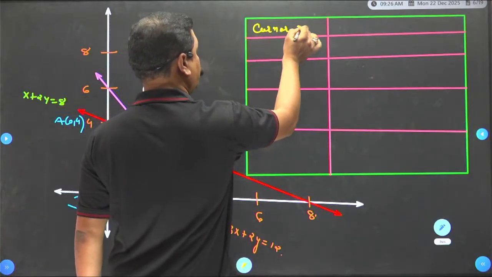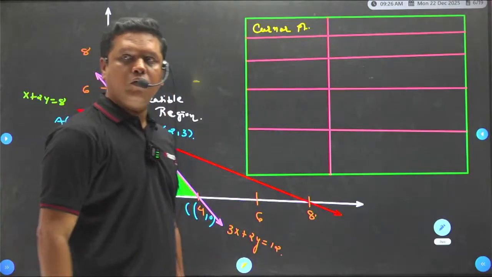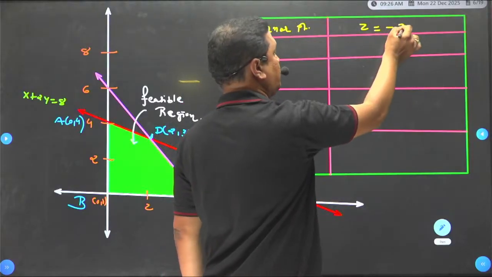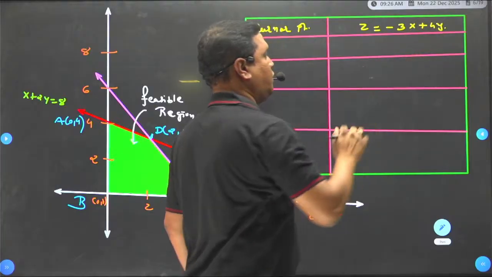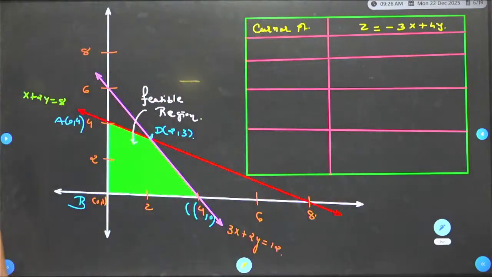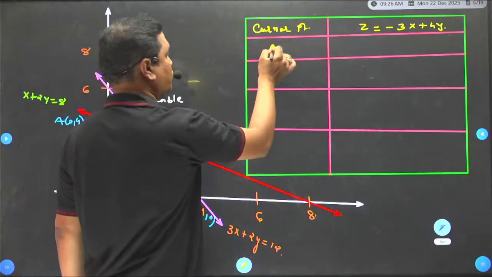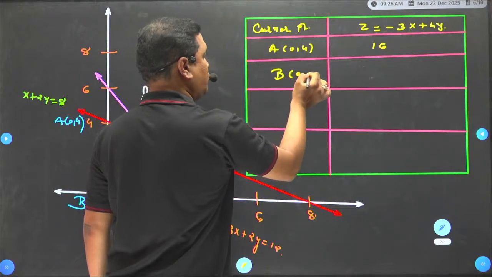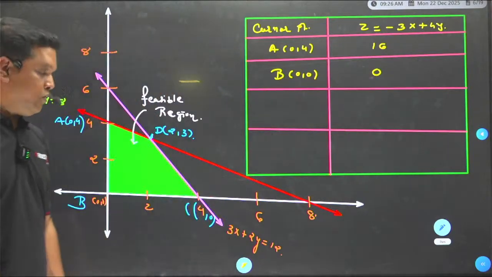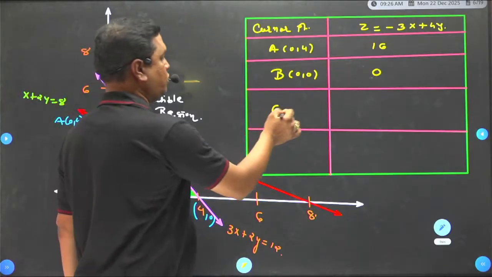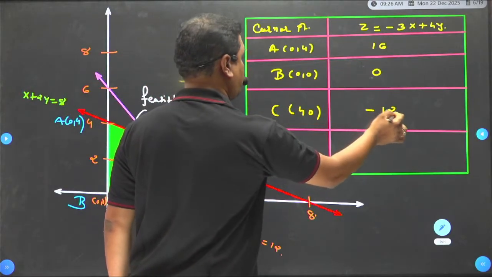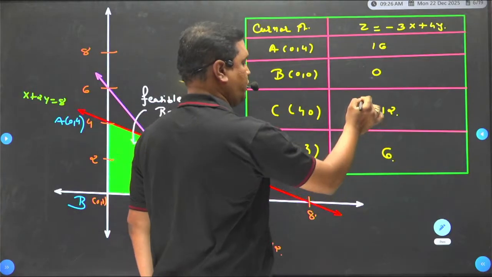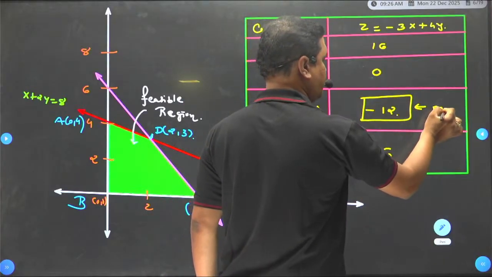Now the values. Corner point, z equal to, tell me what is z? Minus 3x plus... and you are finding the minimum value, right? Now first 0, 4, value 16. B 0, 0, value is 0. Third 4, 0, minus 12. 2, 3. So which one is minimum? Minus 12.